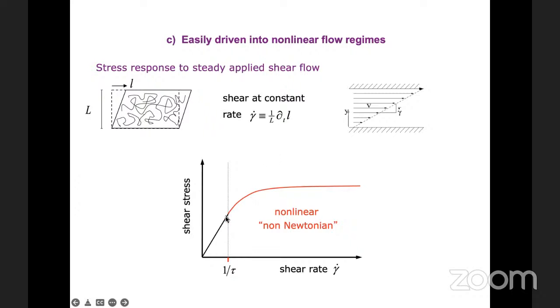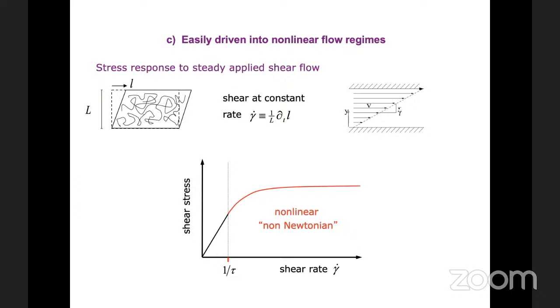And so the shear stress is no longer linearly dependent on the strain rate. In this case, we see so-called shear thinning behavior, where the stress divided by the strain rate becomes smaller the faster you shear the system. And this is called non-Newtonian response. And there's a whole discipline called non-Newtonian fluid mechanics that's devoted to the study of these kinds of non-Newtonian fluids that respond in this nonlinear way.